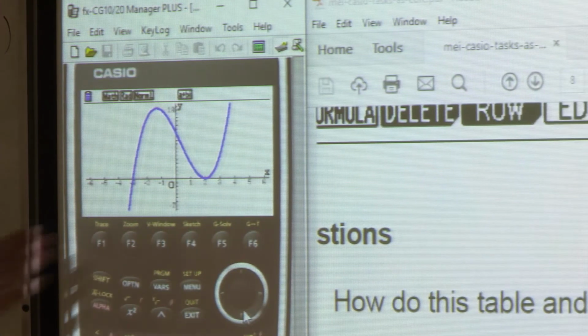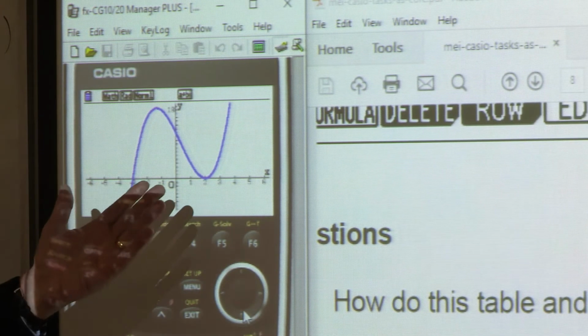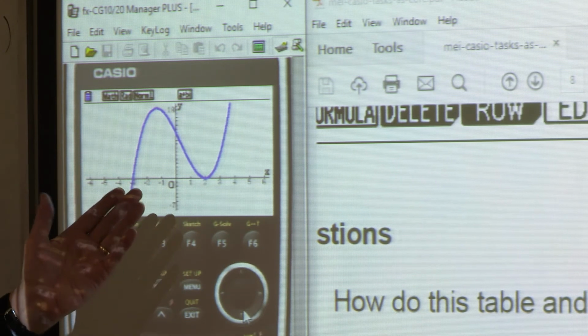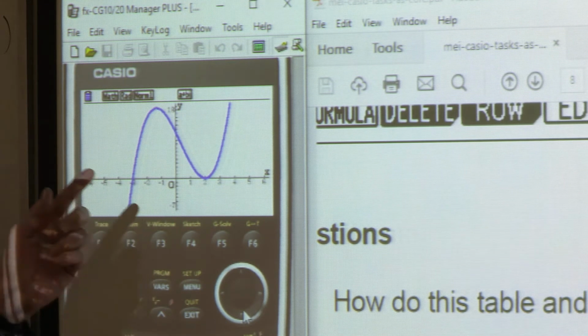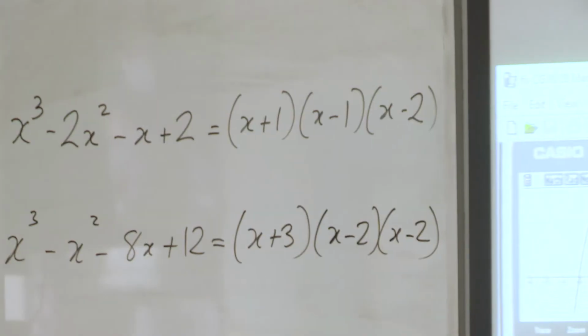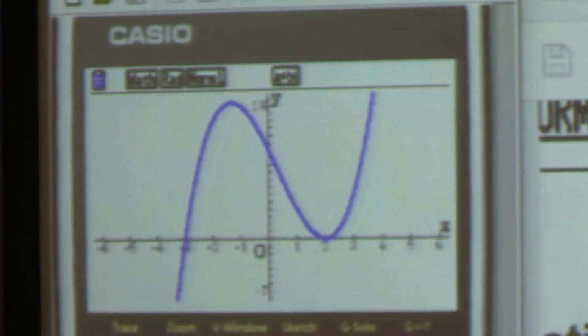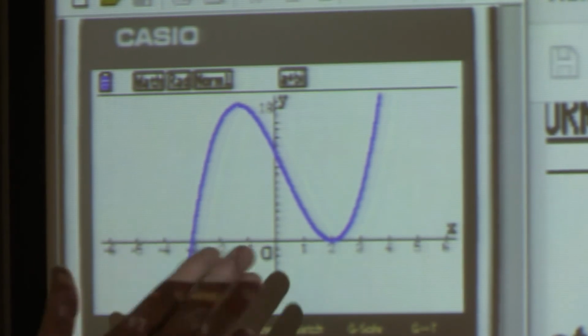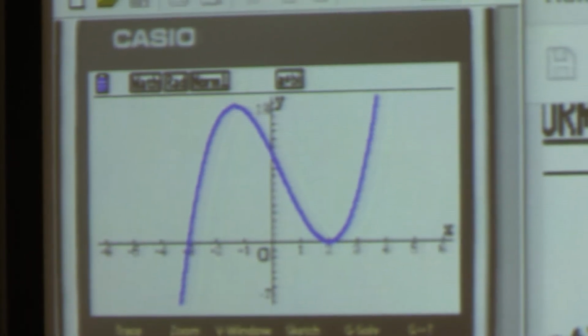Do you know what the graph would look like? So if we look at the graph now, explain what you see there. The graph just touches the x-axis at 2, so 2 of the factors will be x minus 2. What's our first factor? x plus 3, x minus 2, and x minus 2. And can you all see, tying in the table and the graph allows us to see that so quickly.